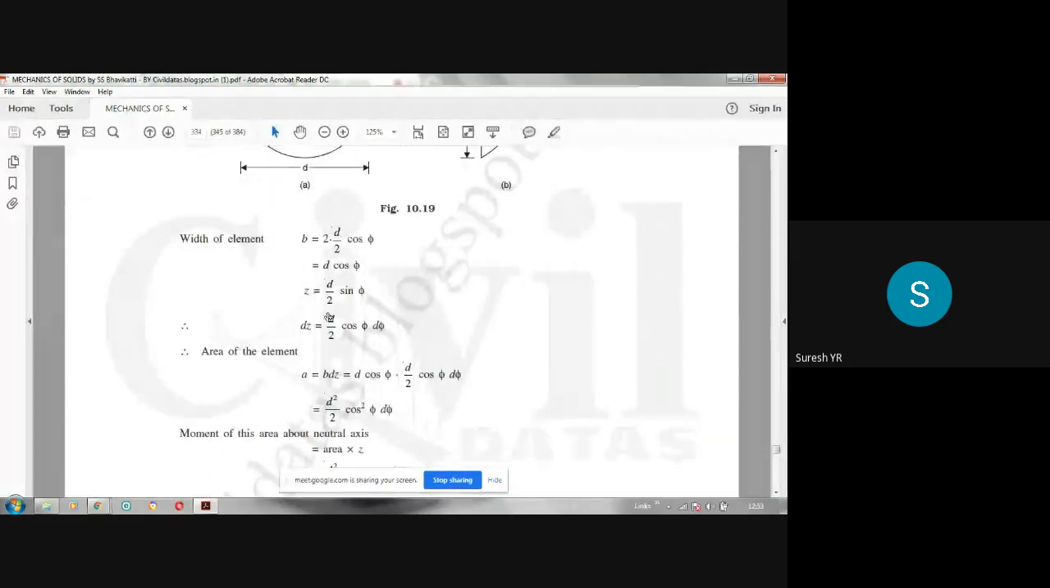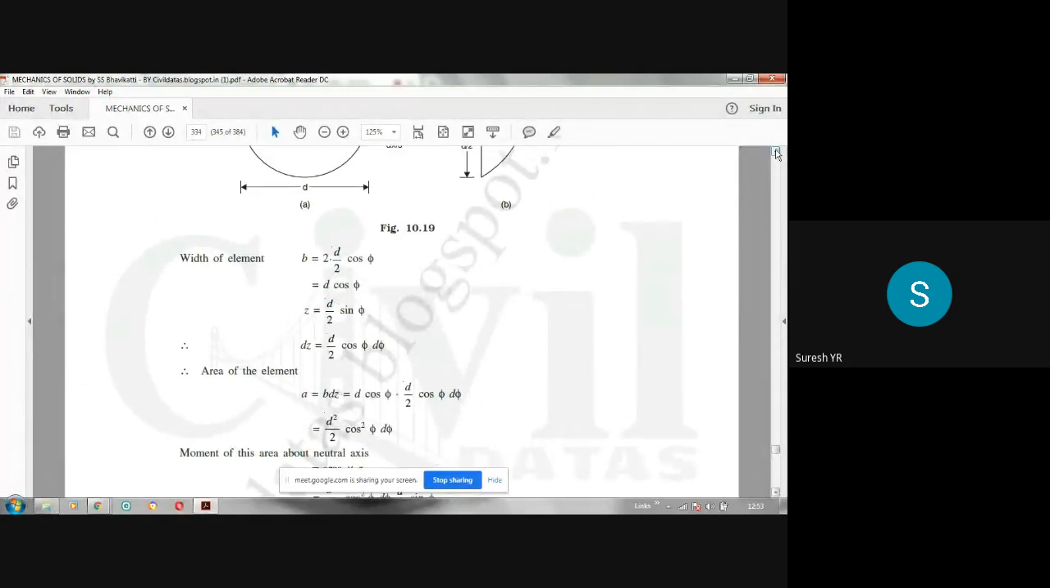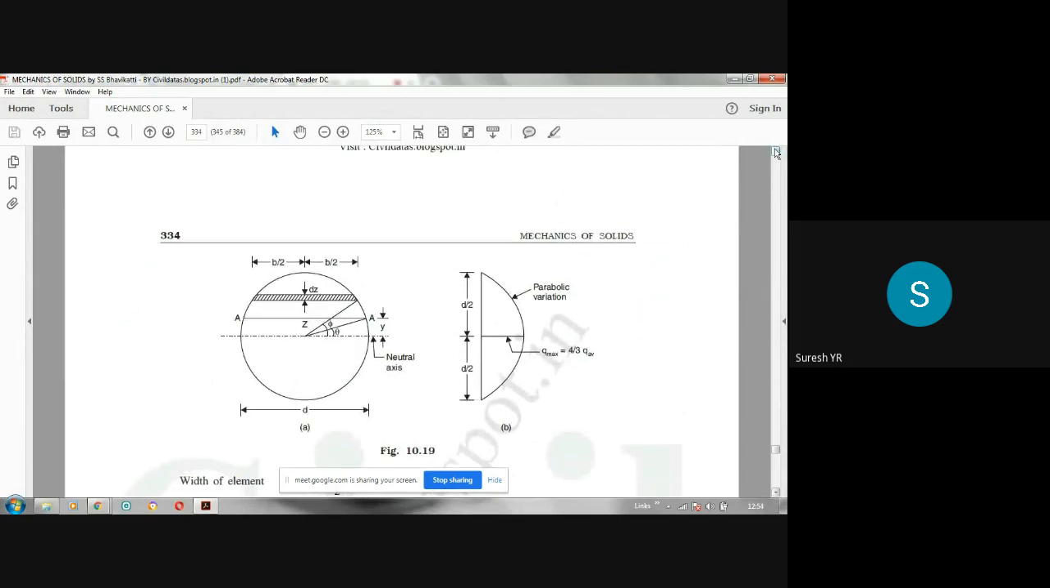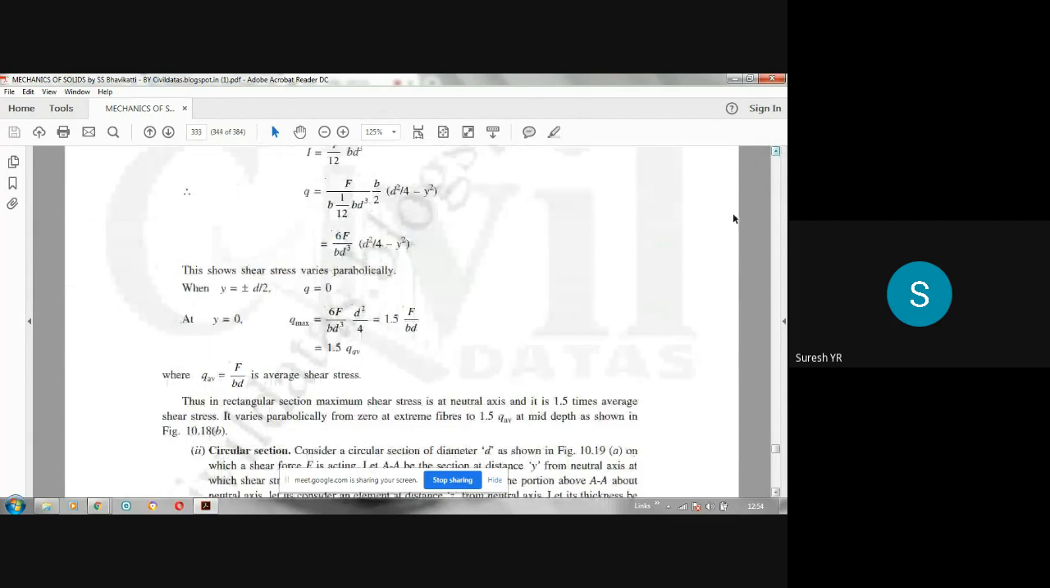So I explained rectangular and triangular. Circular has been done there too. You try to understand that circular cross section. Some trigonometrical conversions are there. Try to understand that. That is also important. You just go through that.